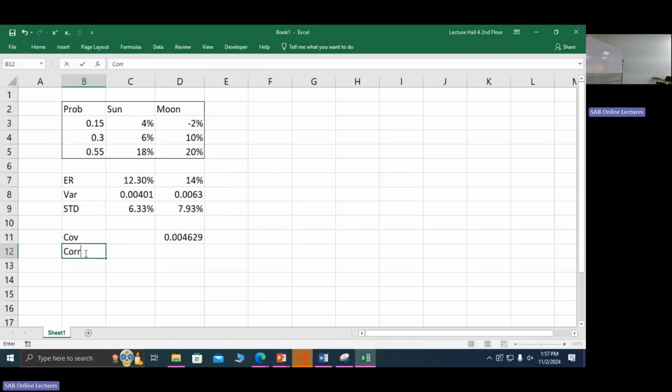Correlation coefficient: covariance divided by the standard deviations. 0.9.